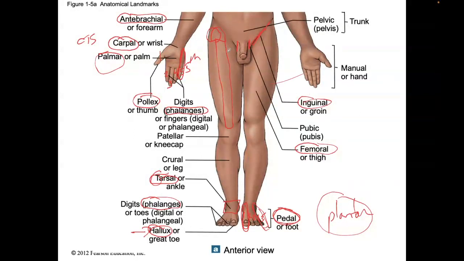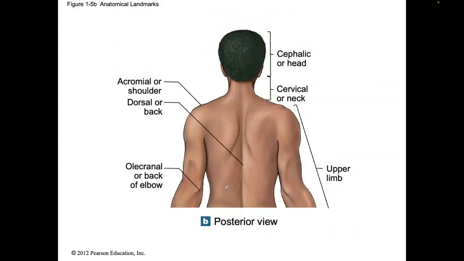Now, everything that we're looking at here in the front is anterior. Everything on the back would be posterior. So anterior and posterior are opposites. When you're looking at someone from the front, it's anterior view. When you're looking at someone from the back side, it's the posterior view. So here in this picture, we're looking at the posterior view.